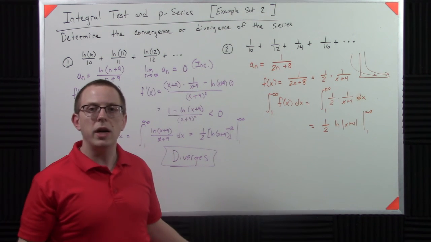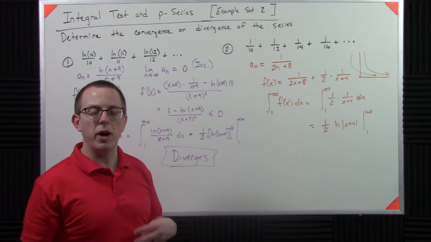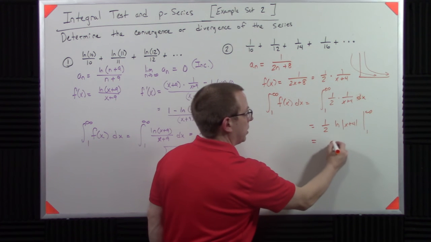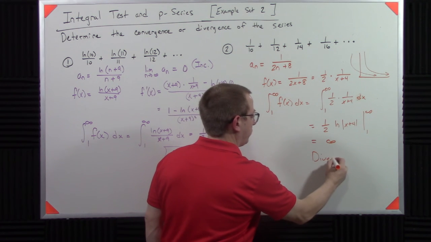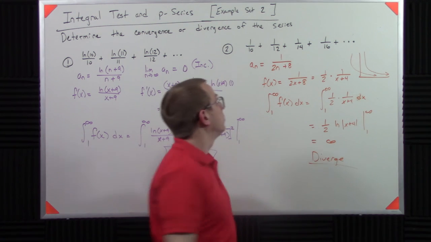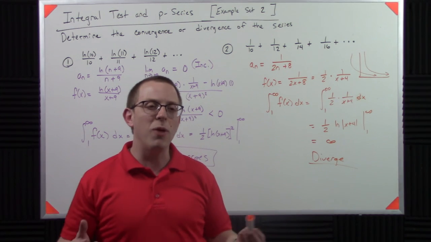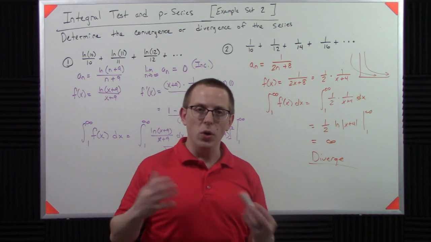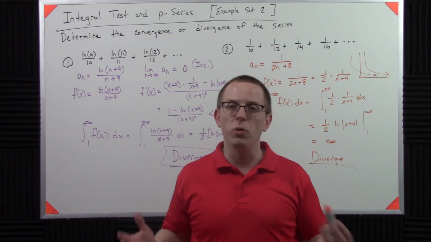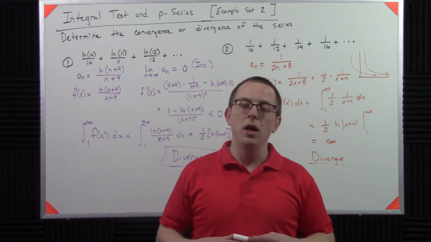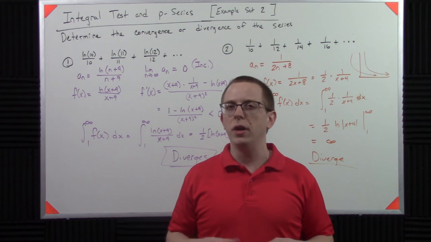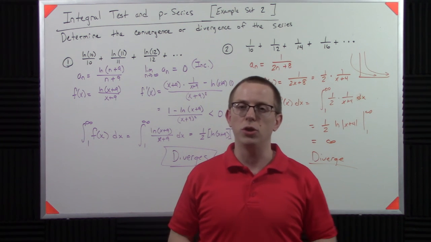We keep seeing all these natural logs, so hopefully you feel pretty good about evaluating these limits. This thing's going to be infinity. It's going to diverge. Man, can we get a convergent series? We got one last time, but a lot of times the integral test is really useful for showing divergence. It's nice for convergence too, but often we use it to show that something is divergent.